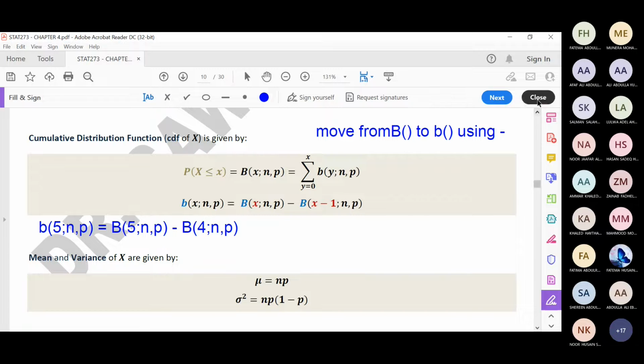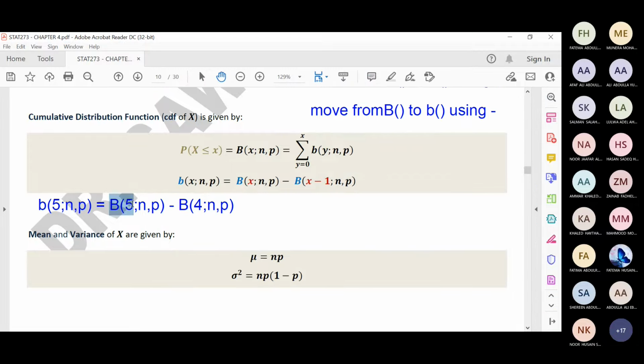Why is that? If you think about it, what does capital B5 mean? هذا شو معناته capital B5? It means probability of 5 plus probability of 4 plus probability of 3 plus probability of 2 plus probability of 1 plus probability of 0. يعني sum from 0 to 5. Now what's capital B at 4? It is the sum of probabilities from the number 0 till 4. Now if you subtract them, everything will be cancelled except the probability of 5, and that is what I got.